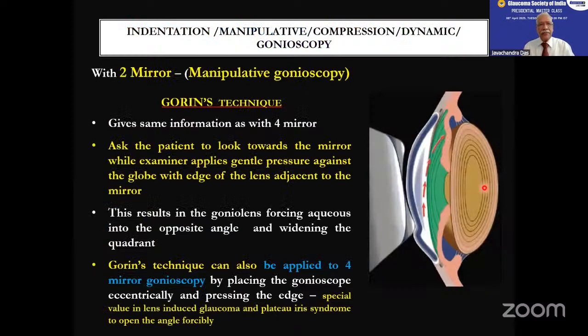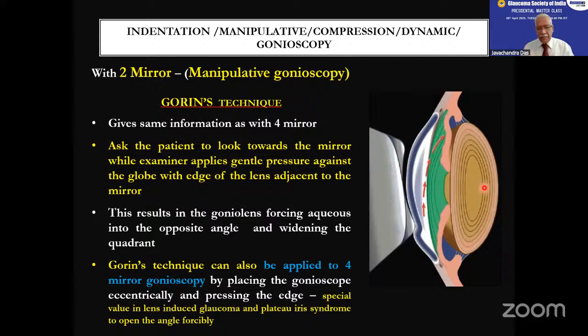On the other hand, you can also use a 2-mirror gonioscope with the same maneuverability, pressing the edge of the gonioscope at the lower part. It pushes the aqueous to the upper part, again pushes the peripheral iris, opens up the angle of the anterior chamber, and you can get the same type of information by the same procedure. This is a little modification of the technique, done by the 2-mirror gonioscope, and it is practiced as the Gorin technique.